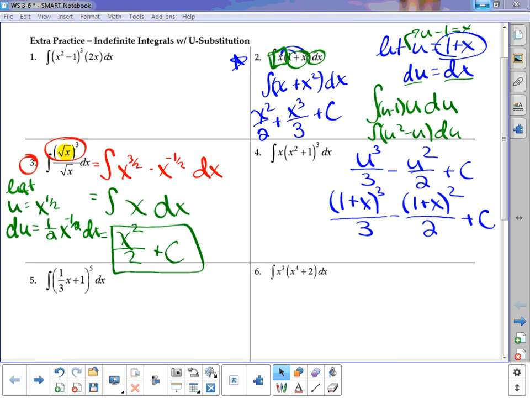Alright, the other one that I want to take a look at was number 9. That's where it starts to get really crazy.